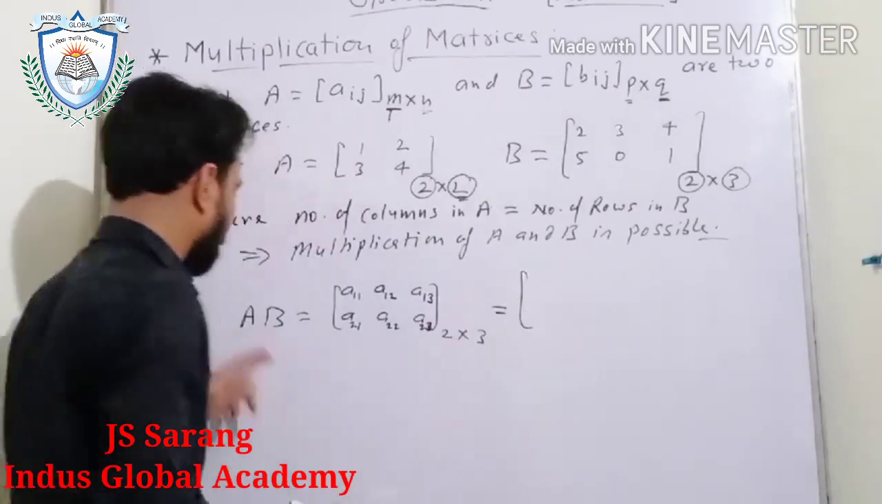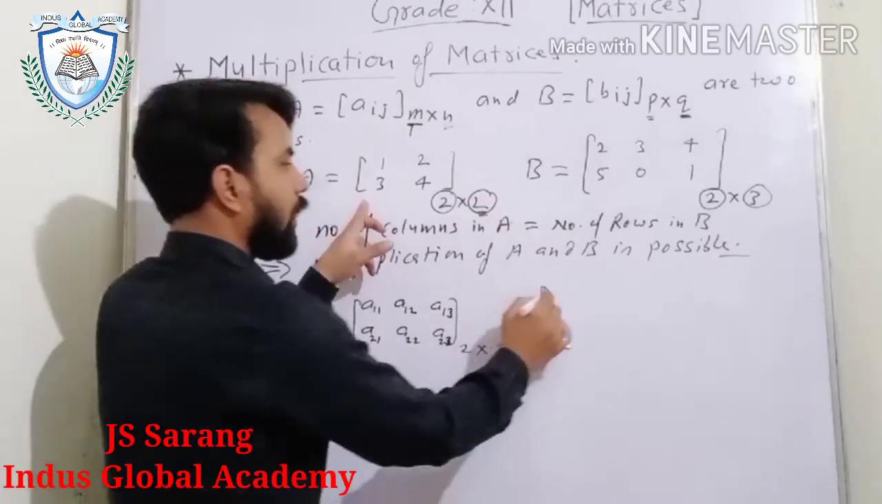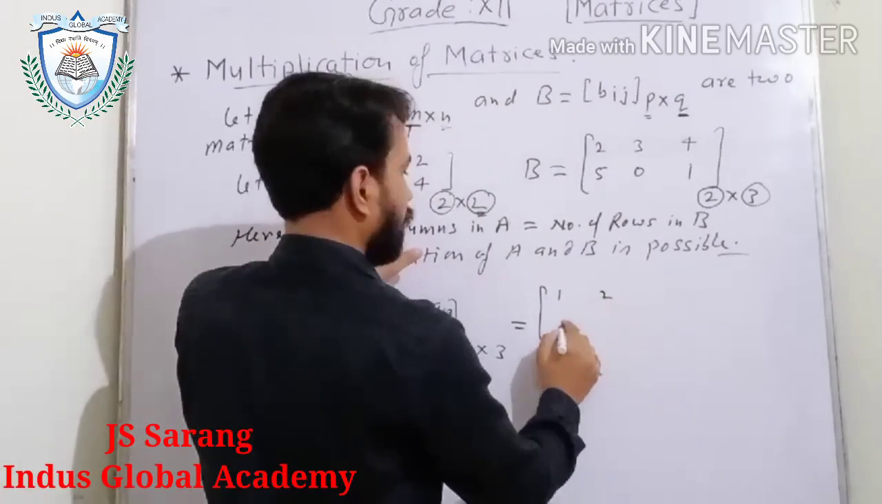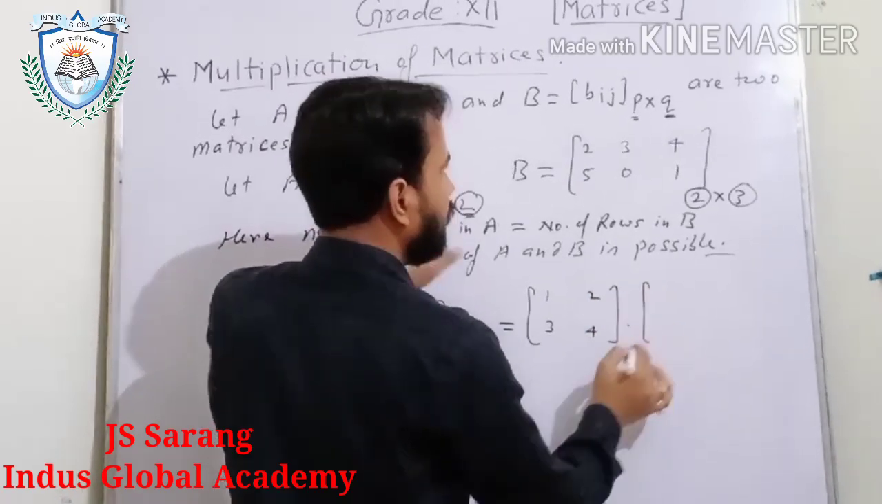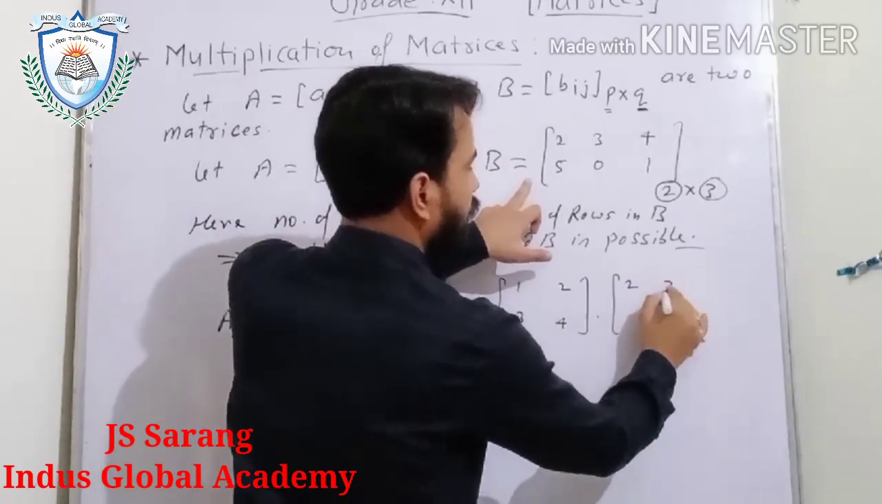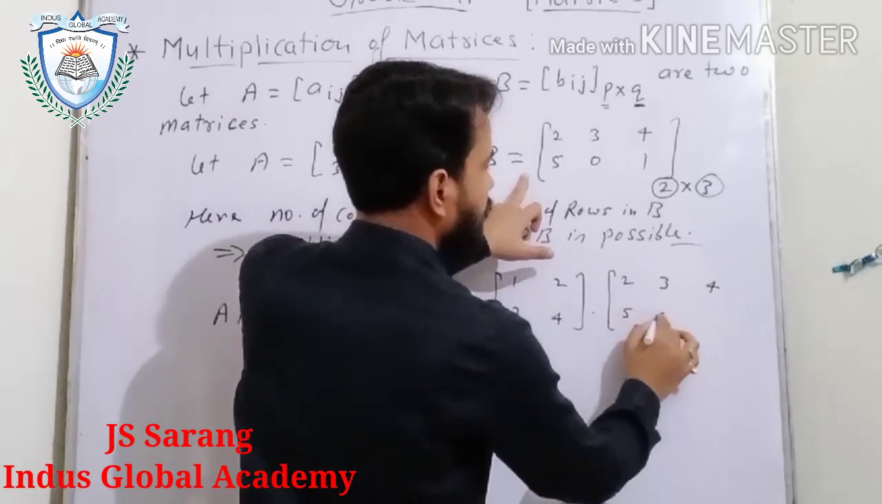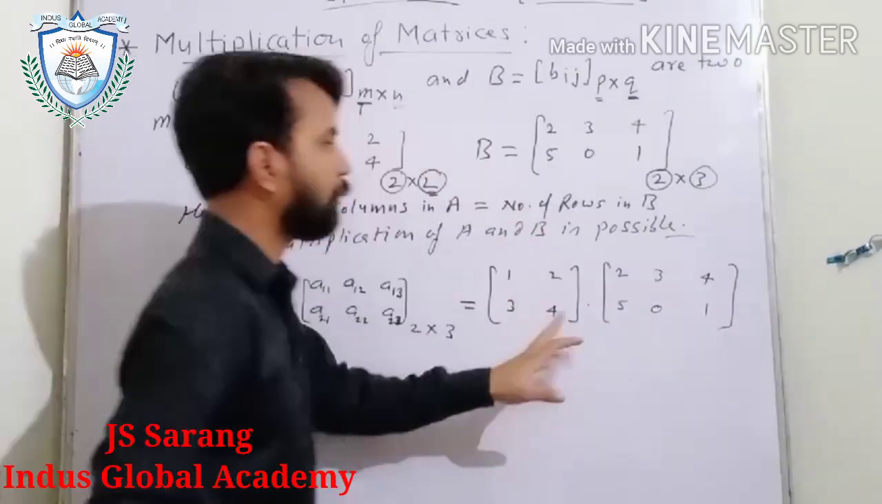So first A is 1, 2, 3 and 4. This will be multiplied by B. So we will write B here: 2, 3, 4, 5, 0, 1. Now we will have to multiply.